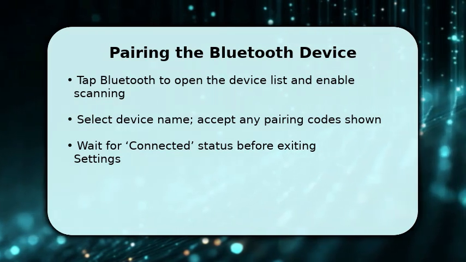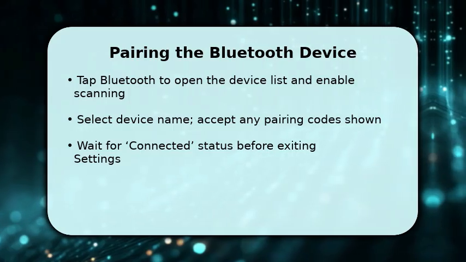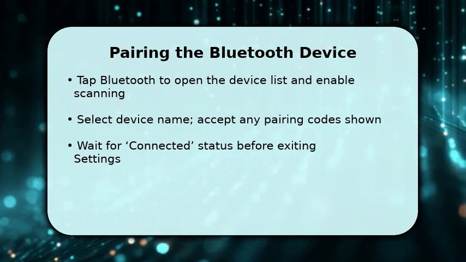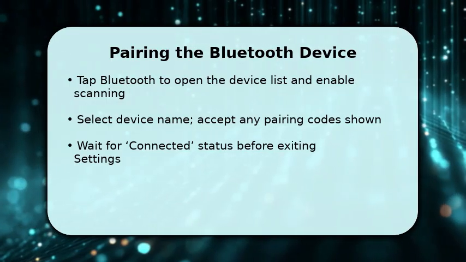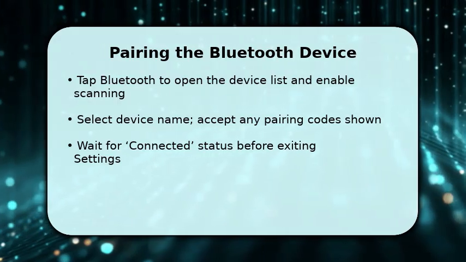Tap Bluetooth to enable it if off, then watch the available devices list populate. You should select the exact device name. If a passcode appears, type or confirm it. Most headphones use 0000 or 1234 automatically.